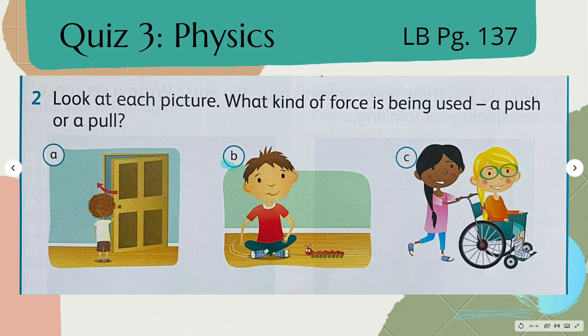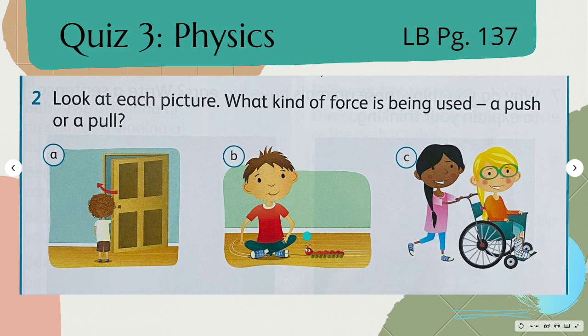Now, for letter B, this boy is sitting on the floor. Now, look at his hand. His hand is holding a string of this caterpillar toy. So, he is using a pull. He will pull the string for the caterpillar toy to move.